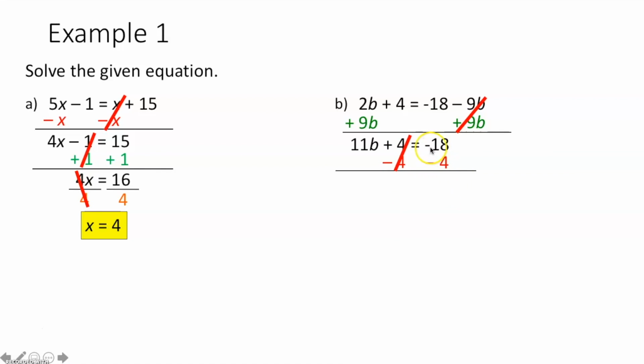Now these are going to cancel each other out, and negative 18 minus 4, I change it to adding the opposite, so it's going to be negative 18 plus negative 4, so it's going to be negative 22. To get b all by itself, I continue with step 3.